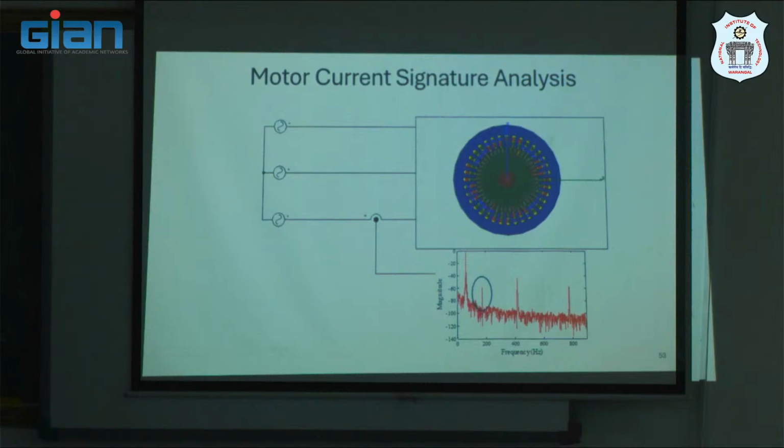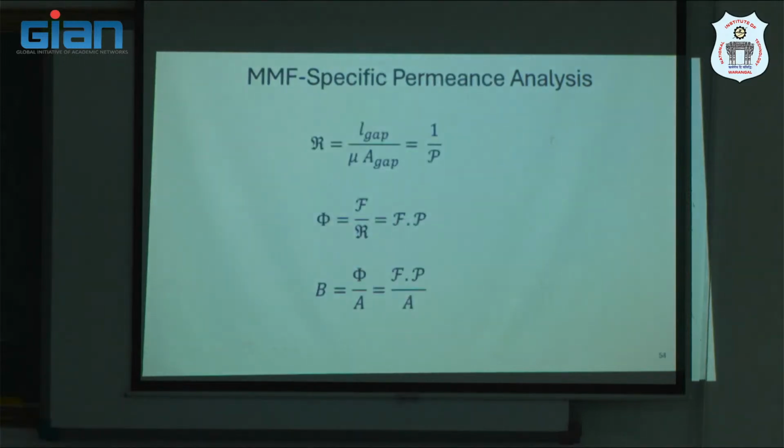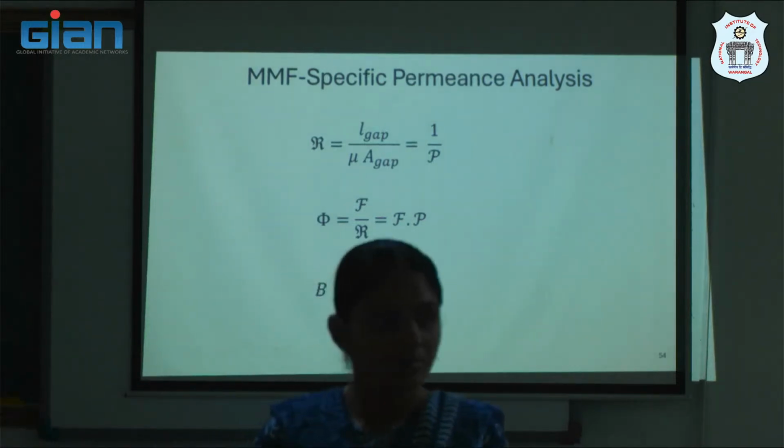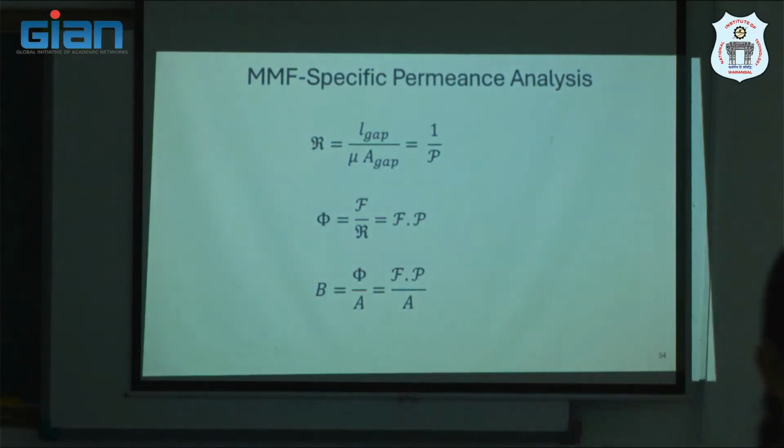Should I anticipate in the blind current spectrum when non-uniform air gap exists? In literature, there is an approach called MMF specific covariance analysis. So quickly recollecting. Sir, I have one doubt. Sir, can you go back to the previous slide?